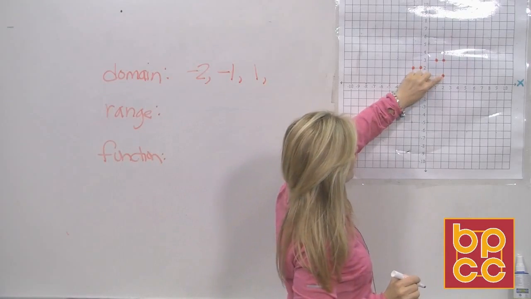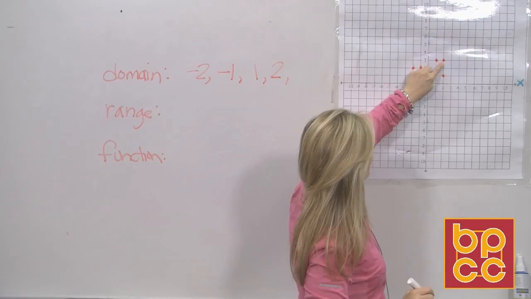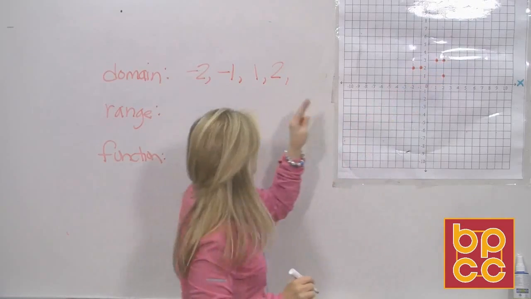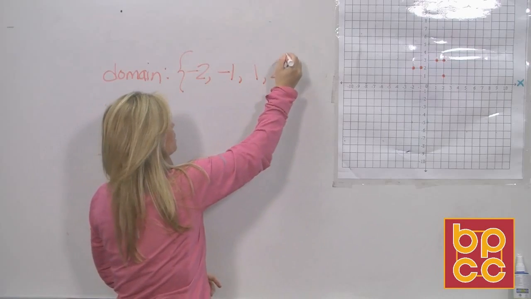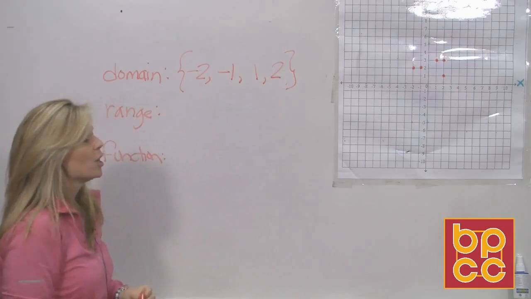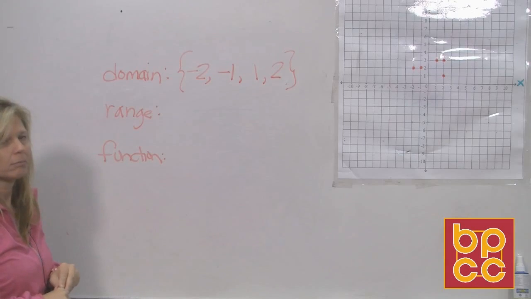This point's x value is 2. This point's x value is also 2. So I don't need to write the number 2 twice. And we'd put these in braces because it's holding a set of numbers. So we would say there are 4 x values in our domain.